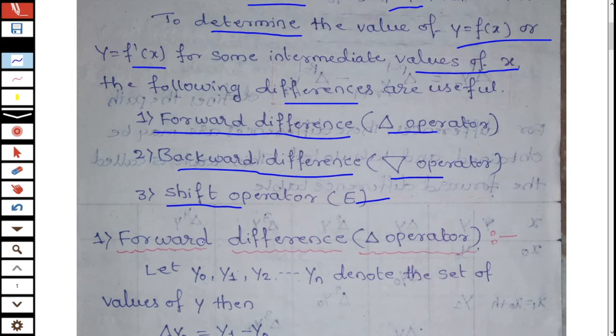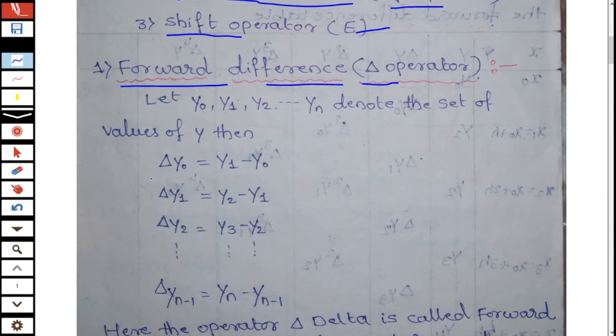Take the first operator, delta, which we call the forward difference. This is the forward difference, the delta operator. Let y0, y1, y2, and so on up to yn denote the set of values of y. Therefore delta y0 equals y1 minus y0. Then delta y1 equals y2 minus y1. Then delta y2 equals y3 minus y2. That is the forward difference.